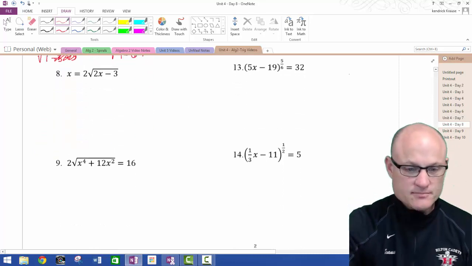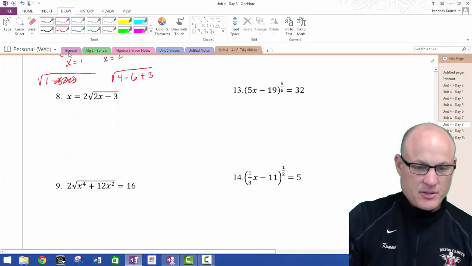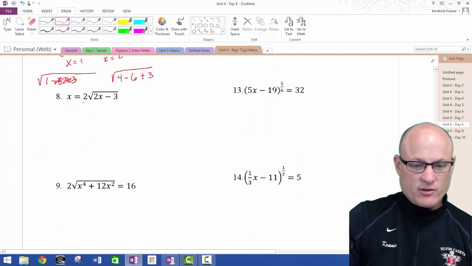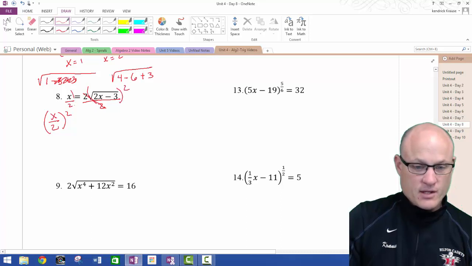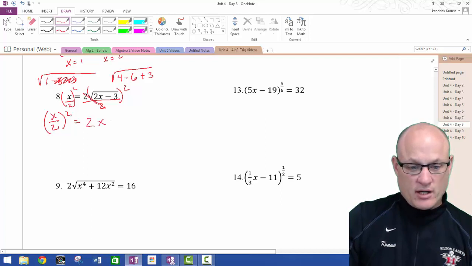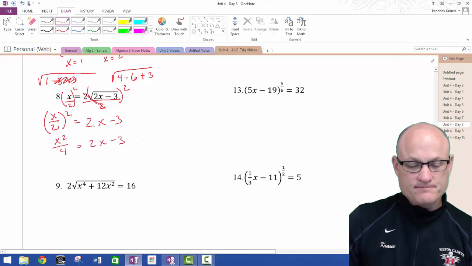Off to 8. This one's kind of a pain, because to isolate this radical, you actually have to divide by 2 and divide by 2. So I get x over 2 squared, because I'm going to square both sides. If I get rid of this, now I'm going to square both sides. Just running out of room here. Equals 2x minus 3 when I square it. Well, on this side I get x squared over 4 equals 2x minus 3.